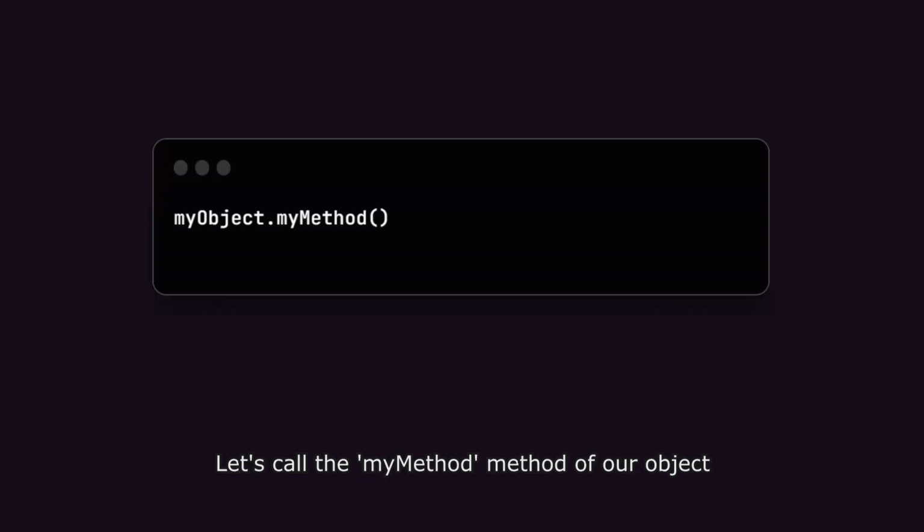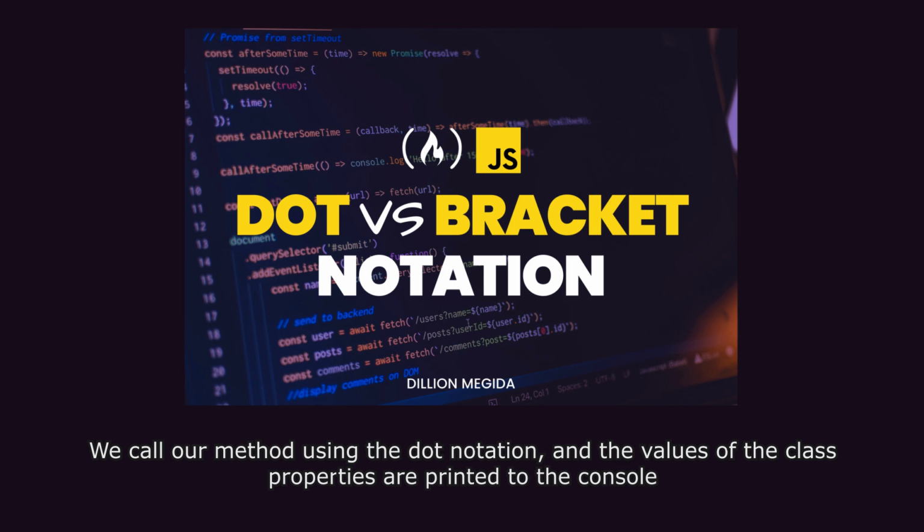Let's call the myMethod method of our object. We call our method using the dot notation, and the values of the class properties are printed to the console.